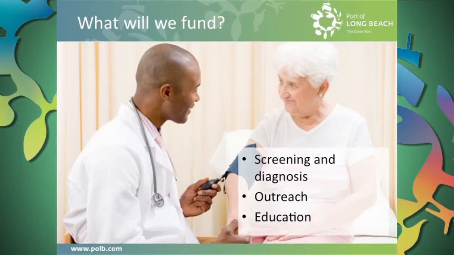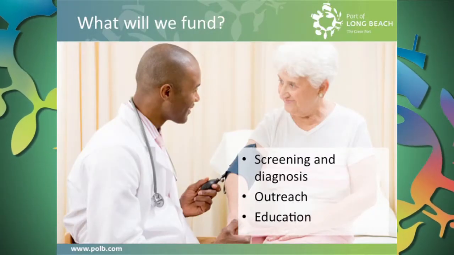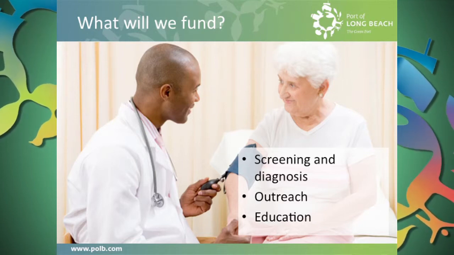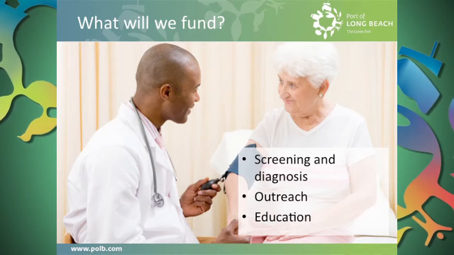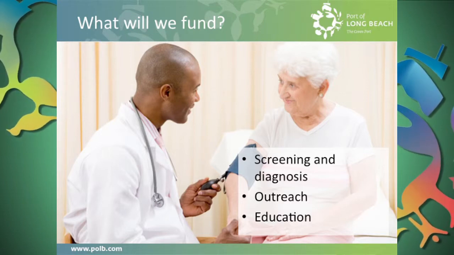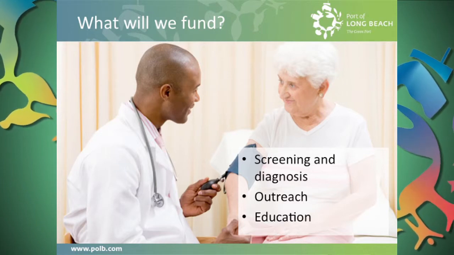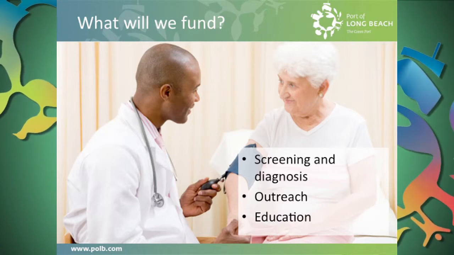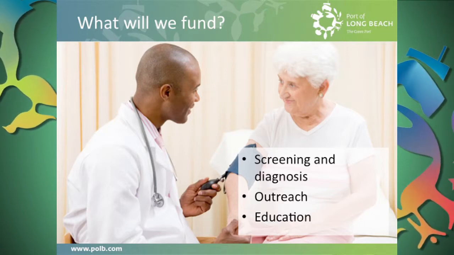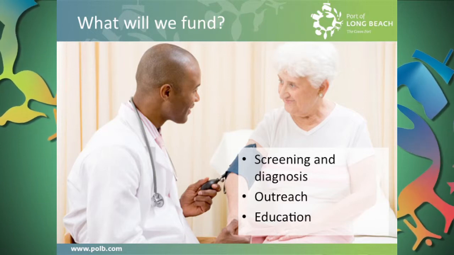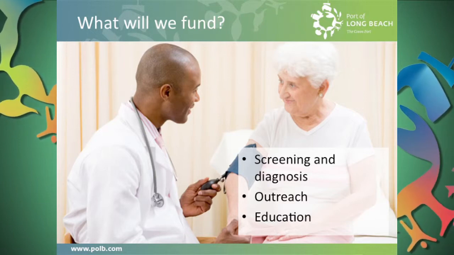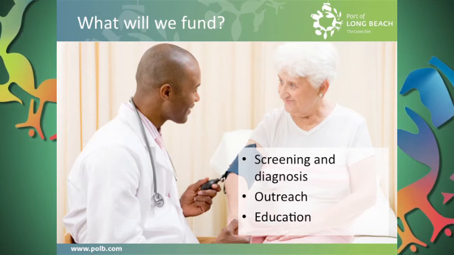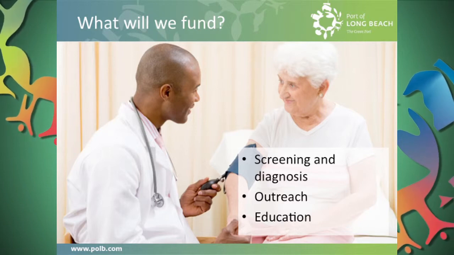We will fund healthcare programs that aim to reduce the health impacts associated with port-related air pollution. So that's pretty general. It includes things like screening and diagnosis, so you can apply for funding for spirometers or other types of equipment that would be used in a diagnostic type program. You can apply for outreach programs, which could include a community health worker program or a mobile clinic. Or you could do an education program that teaches people how to manage their asthma symptoms or reduce triggers.